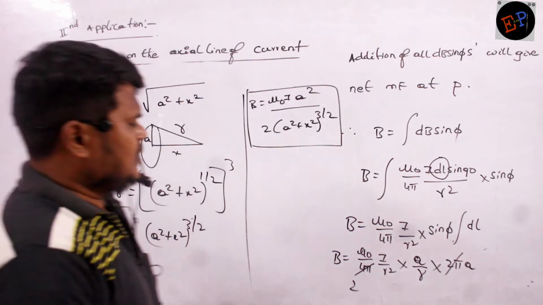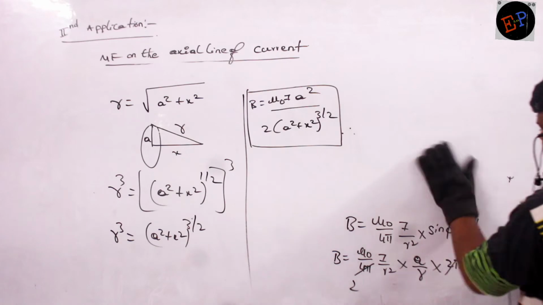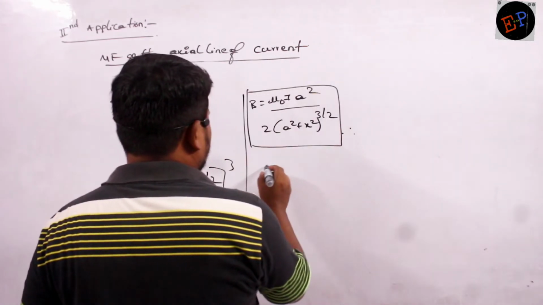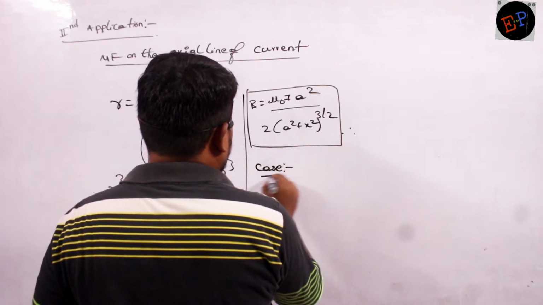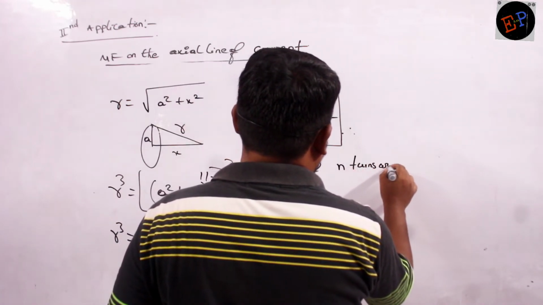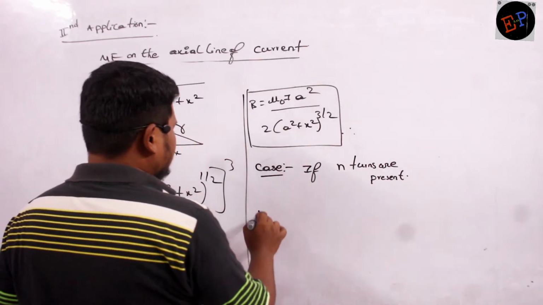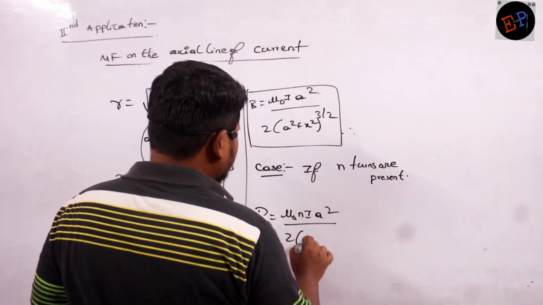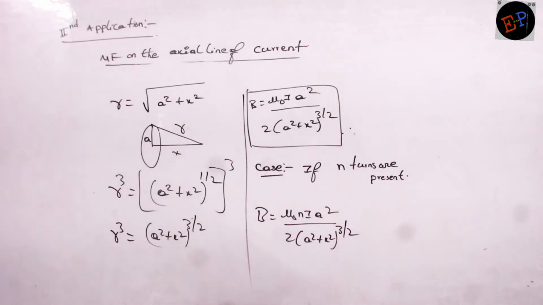And here you can also write if there are n number of turns. We have taken only a single turn. Case: if n turns are present, then B is equal to mu naught n I a square divided by 2 into a square plus x square whole power 3 by 2. That is my answer.